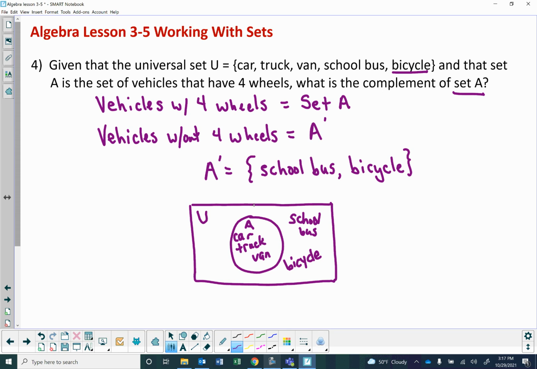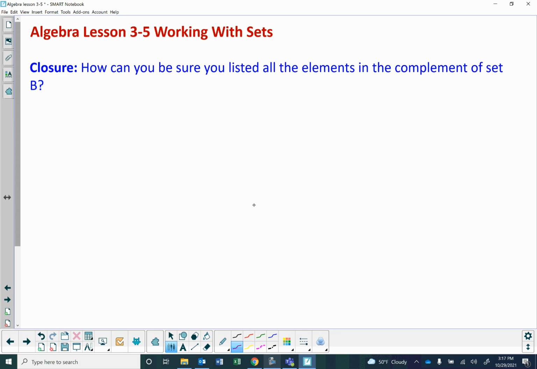All right, our closure question for this lesson. How can you be sure that you listed all the elements in the complement of set B? Okay. How can you be sure that you listed all the elements in the complement of set B? And don't tell me I have no idea because you didn't tell me what set B was. Okay, think about how you could do that without knowing what set B is, because it can be answered. All right.